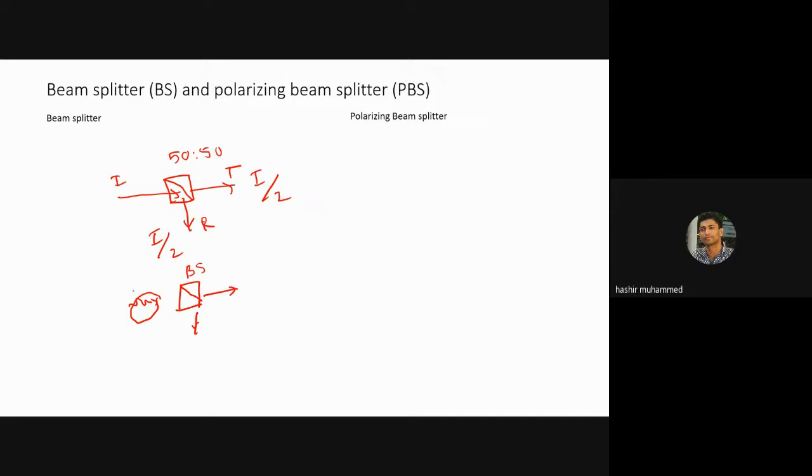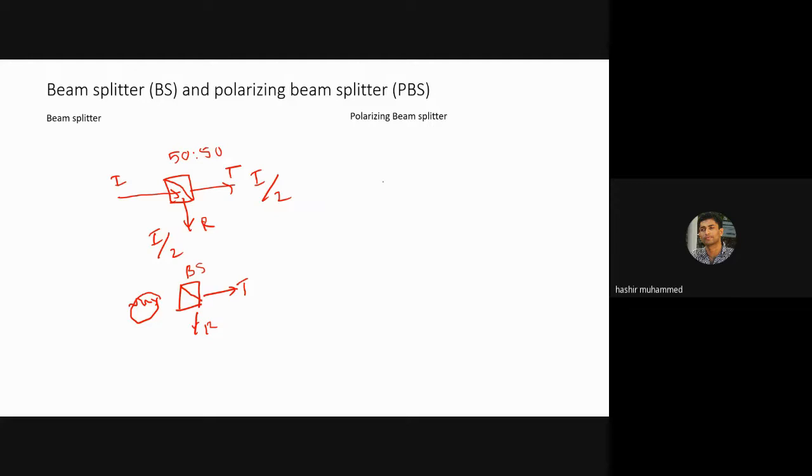But creating a single photon is a very tedious job. If you have a single photon source, it is impossible to predict where the photon will end up, whether at the transmitted arm or at the reflected arm. So this is one of the parameters used in quantum key distribution as a tool to protect the cyber system.